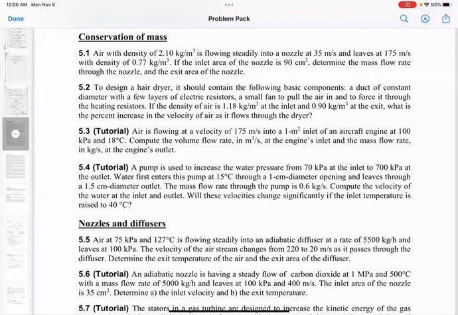So we'll start with the first tutorial question for chapter 5. Air is flowing at a velocity of 175 meters per second into a 1 meter square inlet of an aircraft engine at 100 kilopascals and 18 degrees Celsius. Compute the volume flow rate in meters cubed per second at the engine's inlet and the mass flow rate in kilograms per second at the engine's outlet.